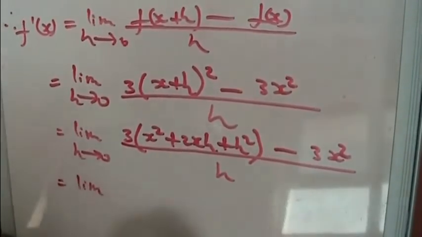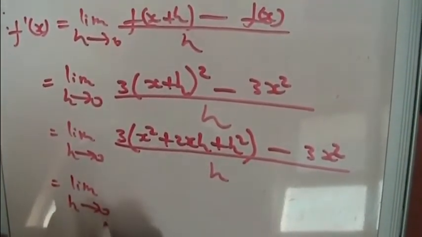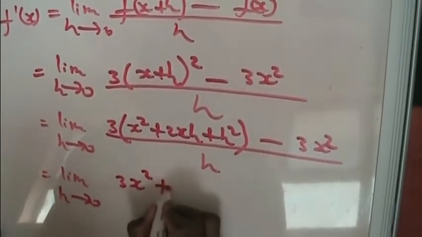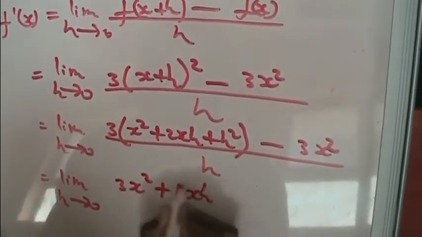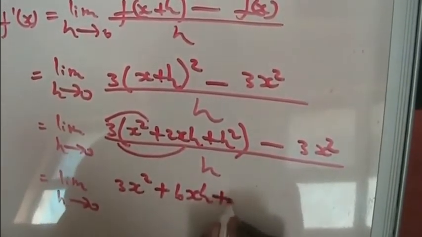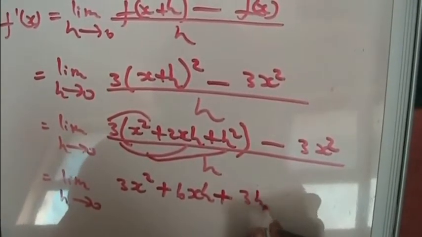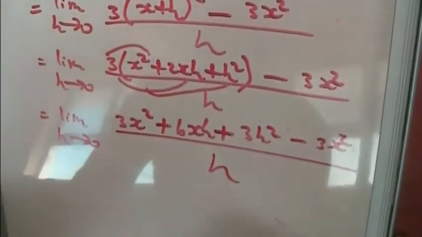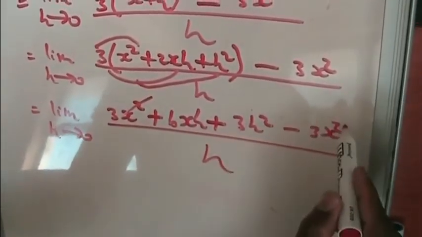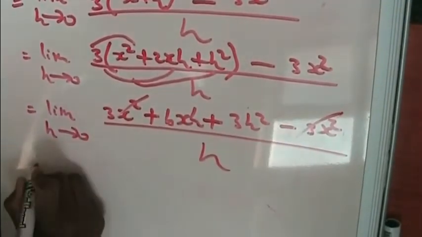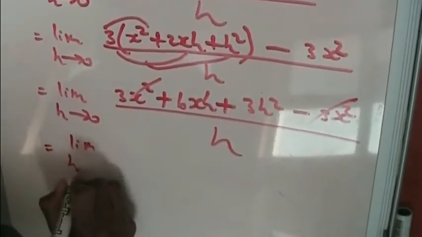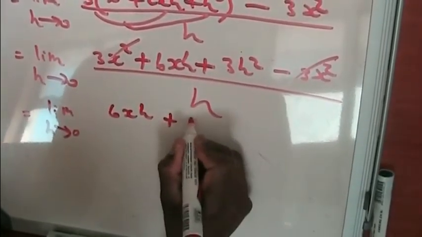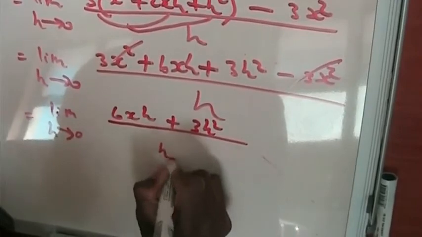Therefore, it is equal to limit as h tends to 0 of, we multiply by 3 each time, 3x squared plus 6xh plus 3h squared minus 3x squared over h, like terms 3x squared and minus 3x squared. That is equal to limit as h tends to 0 of 6xh plus 3h squared over h.